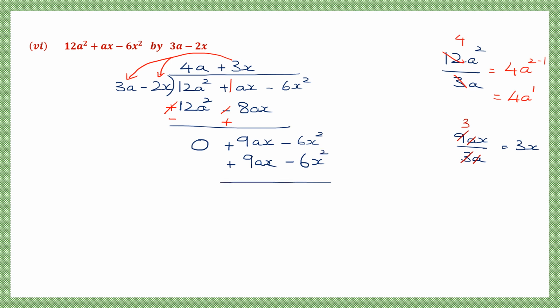Now we subtract these two. The signs will change, plus becomes minus and minus becomes plus. So here we have −6 plus 6, that becomes 0. Here also we have plus 9 and minus 9, which becomes 0. So our quotient is the answer, and our quotient is 4a + 3x. So this is our final answer.